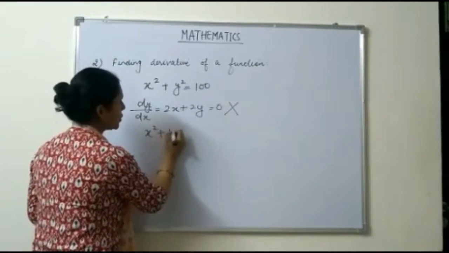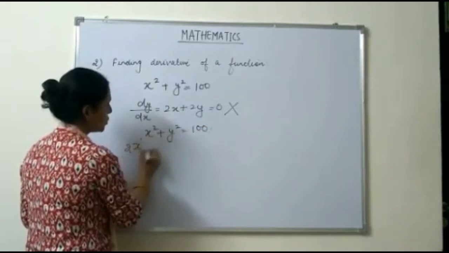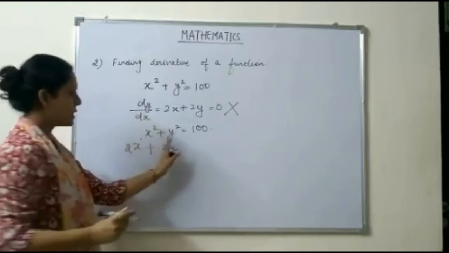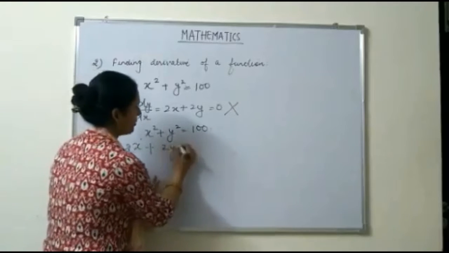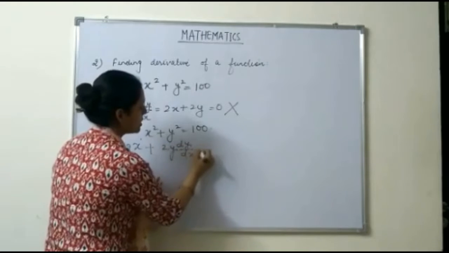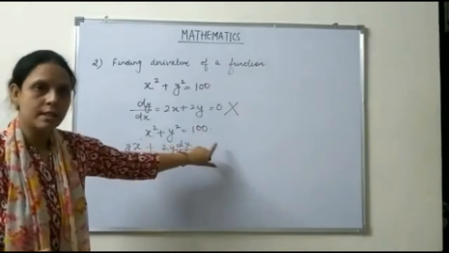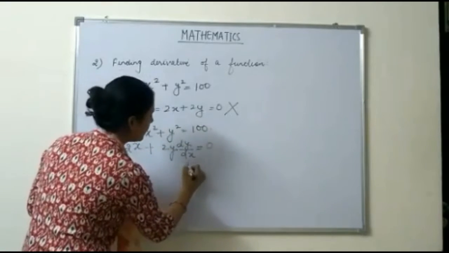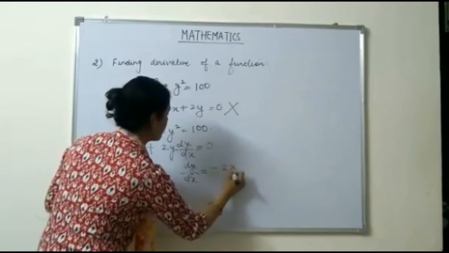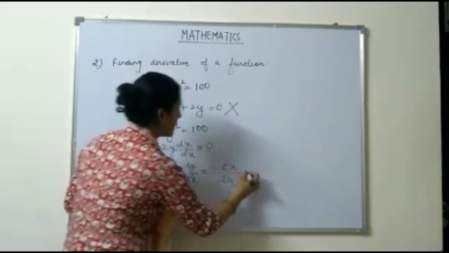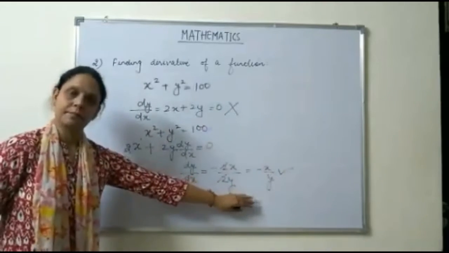If the equation is x square plus y square is equal to 100, the derivative will be 2x plus 2y, and since we are finding the derivative with respect to x, we have to do the derivative of y also, and this becomes dy by dx, and then the derivative of the constant function is 0. So we have dy by dx is equal to minus 2x upon 2y, and this will be equal to minus x upon y. So this will be the correct answer.